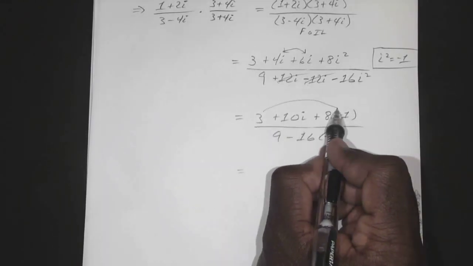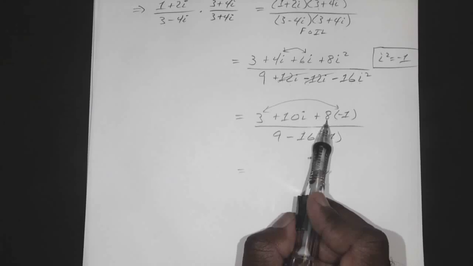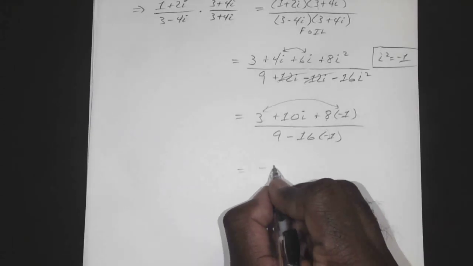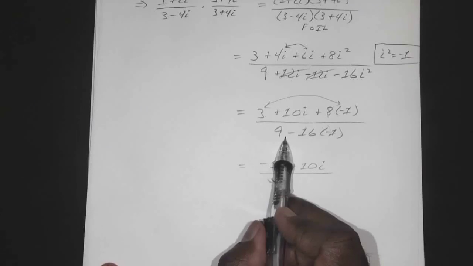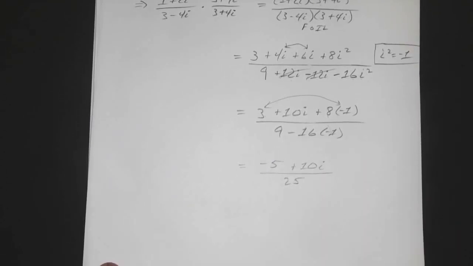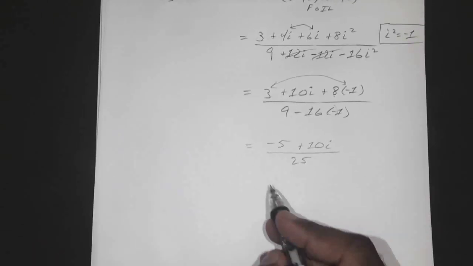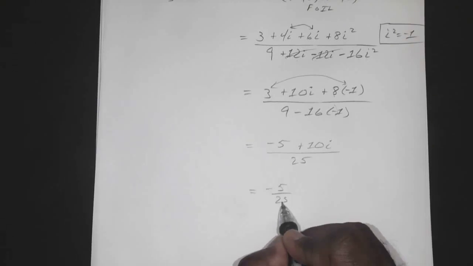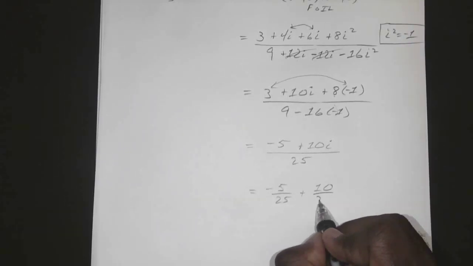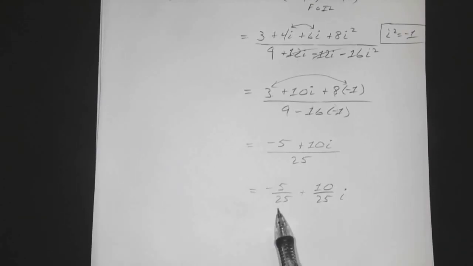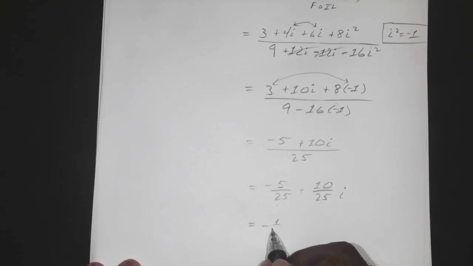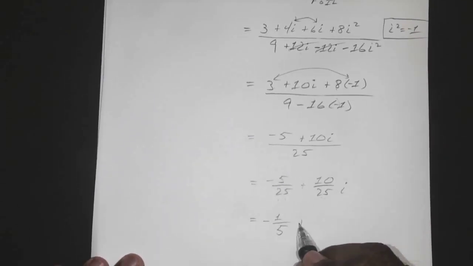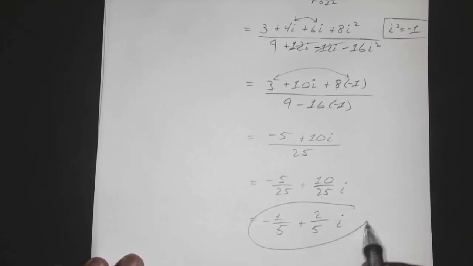Now we have that here. So we have 3 plus negative 8, which gives us negative 5, plus 10i, over 9 plus 16, which is 25. If we separate that, we have negative 5 over 25 plus 10 over 25i. We can simplify those. 5 goes into 5 once. 5 goes into 25 5 times. 5 goes into 10 twice. 5 goes into 25 5 times. And we put our i.